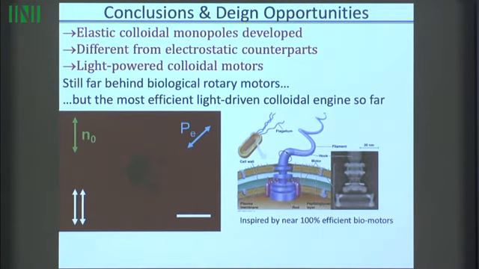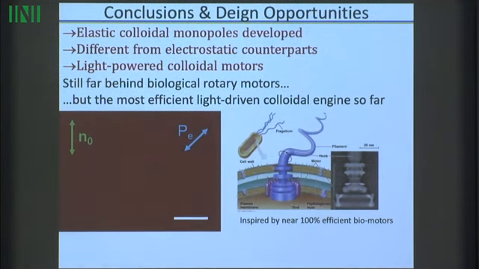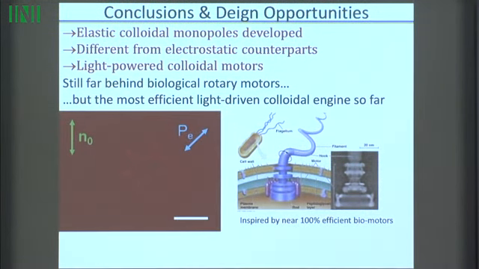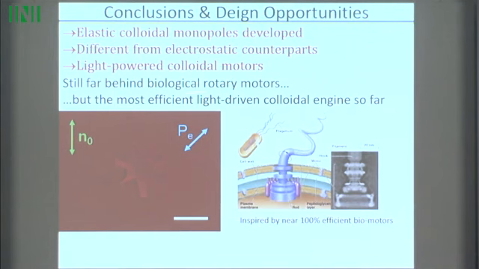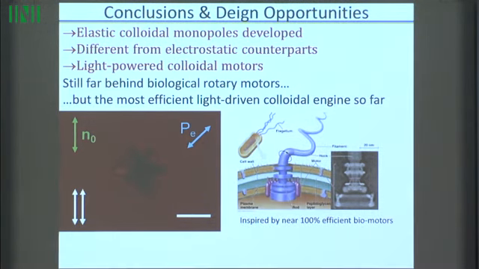This brings me to the conclusions. I hope I was able to show you that we have developed elastic colloidal monopoles that can be switched by light, both between the opposite signs, and also the strengths can be controlled, and they can be switched to quadrupoles. They are different from electrostatic counterparts in that like charges attract and opposite charges repel. I also showed you that we have light-powered colloidal motors.